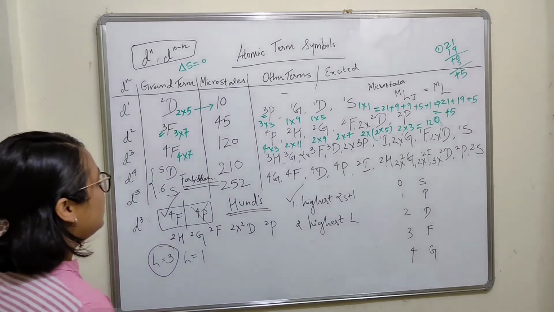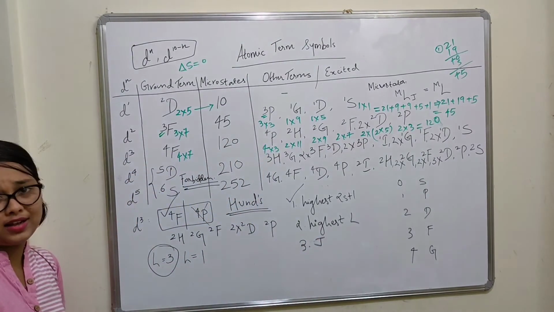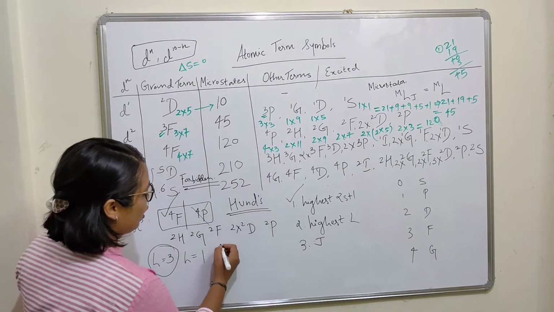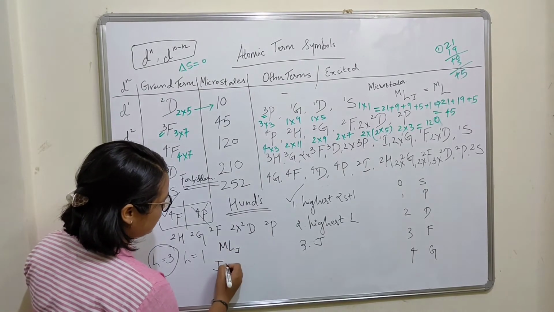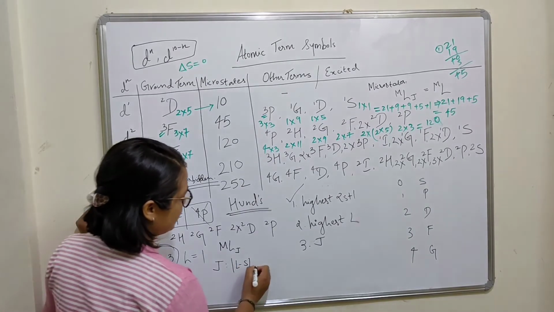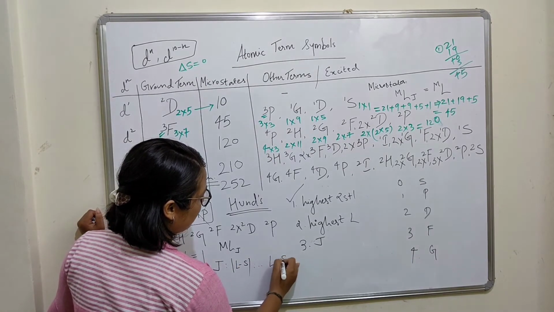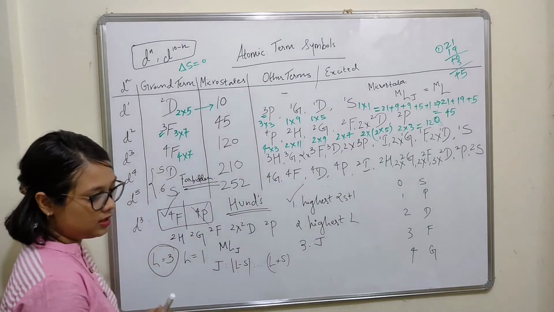Okay, fine. Now, the third Hund's rule helps us to determine the J value. Okay, so I told you your atomic term symbol is MLJ, and J is nothing but it ranges between absolute value of L minus S to absolute value of L plus S. Okay, now let's try to find out our ground state term symbol.